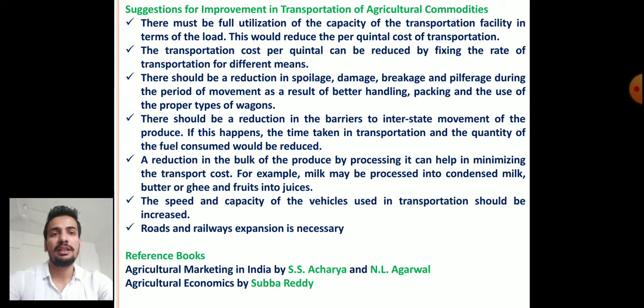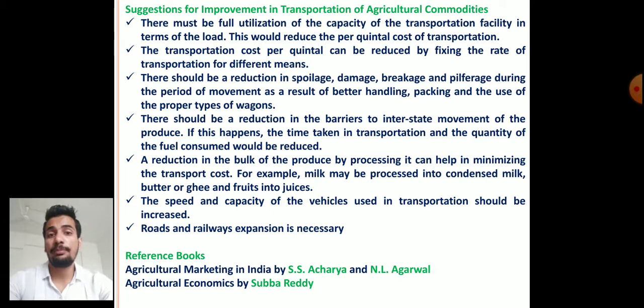There should be a reduction in spoilage, damage, breakage and pilferage during the period of movement as a result of better handling, good packaging and use of the proper types of wagons. Next, there should be reduction in the barriers to interstate movement of the produce. If this happens, the time taken in transportation and the quantity of fuel consumed would be reduced.